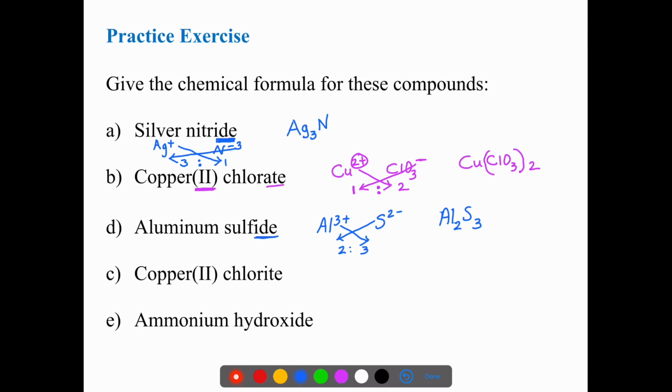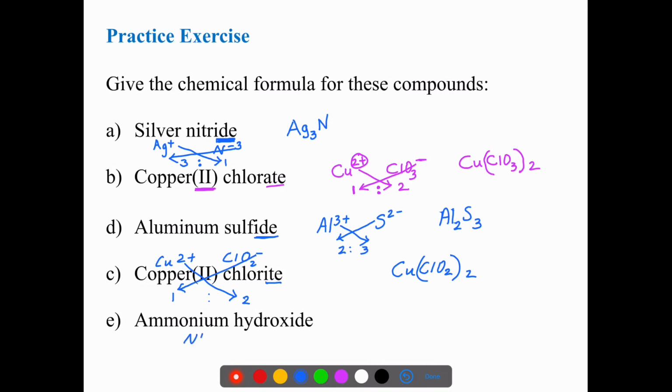Okay. Copper 2 chlorite. So copper is 2 plus. Chlorite is ClO, it's ending with ite. Ites are 1 less than ates. So if chlorate is ClO3 negative, chlorite will be ClO2 negative. Okay? So now do the crisscross. 1 becomes the subscript here, 2 becomes the subscript for chlorite. So that's going to be Cu1, and chlorite 2 of them, so ClO2 twice. So that's copper 2 chlorite.